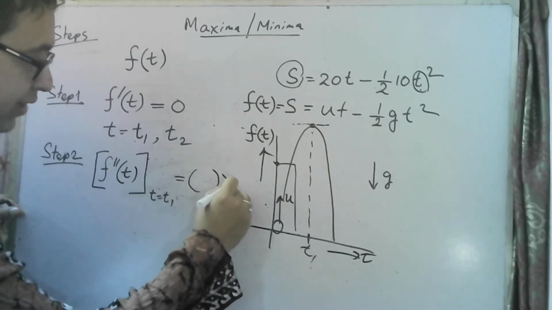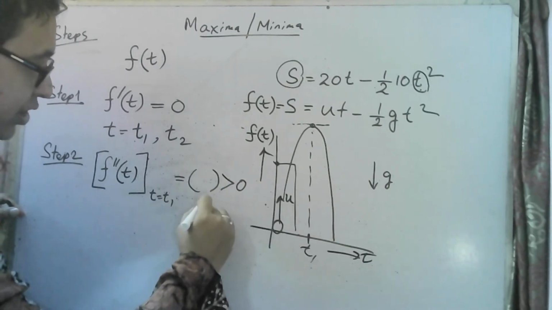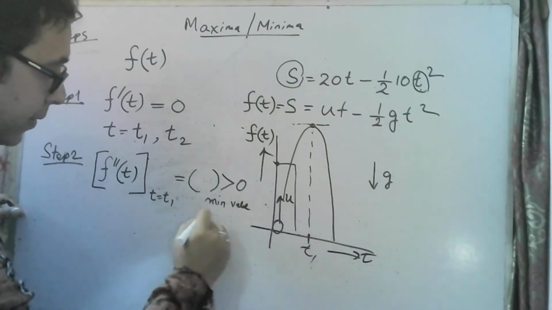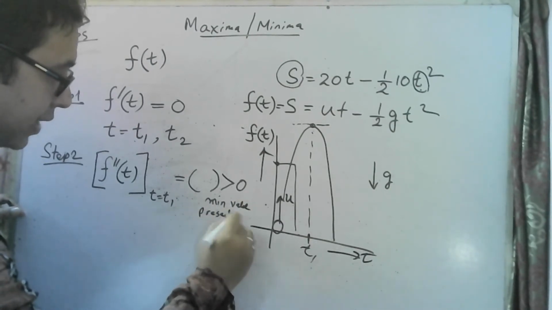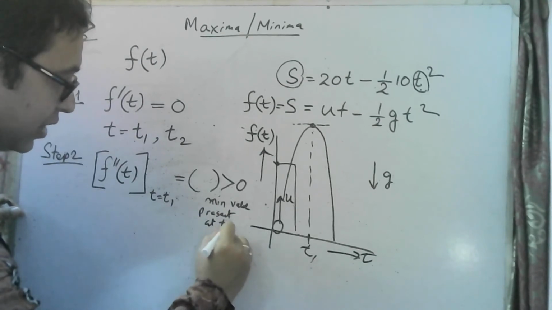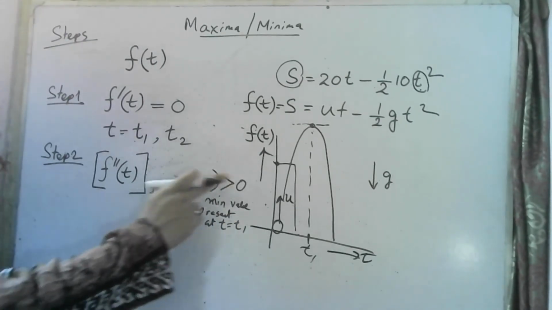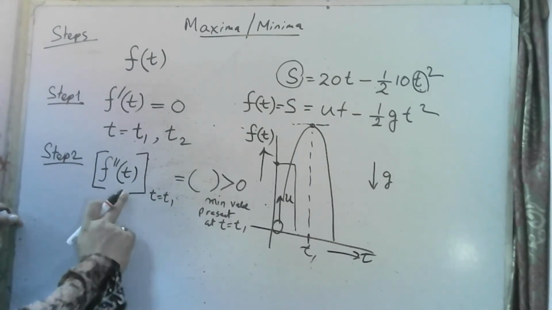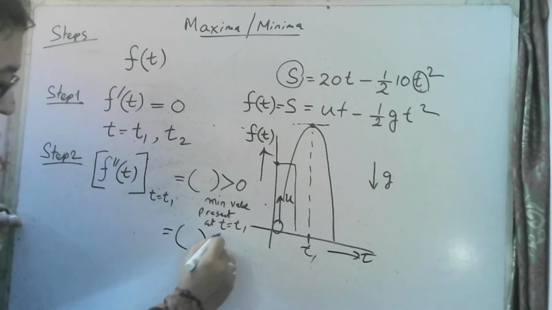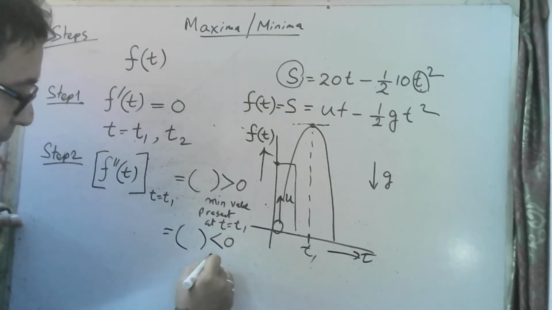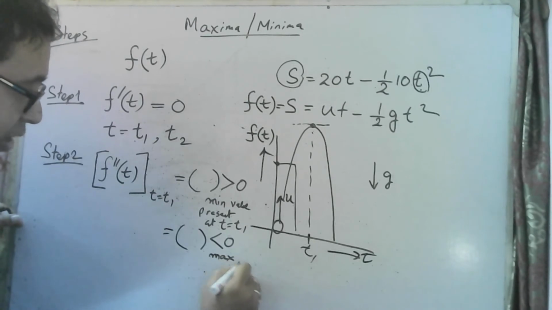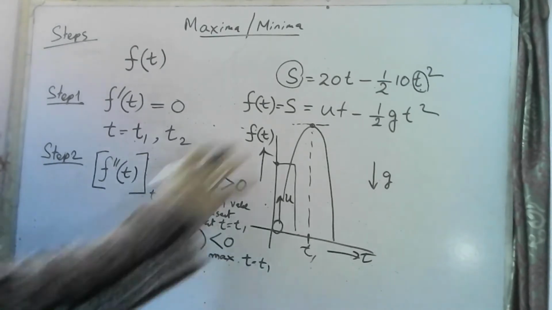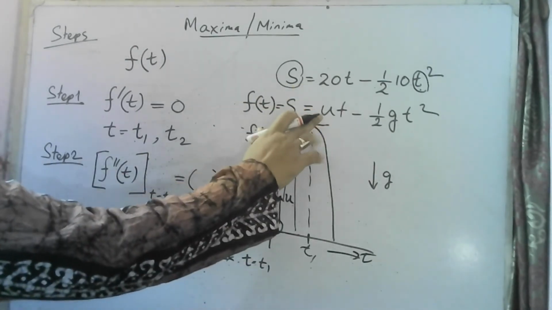If this value is greater than 0, then you are sure the minimum value is present at t equal to t1. Mind well, if this is greater than 0, then the minimum value is present. If on putting this value t1, the value becomes less than 0, then the maximum is present at t equal to t1. That is the rule. So let's say we are differentiating this function.